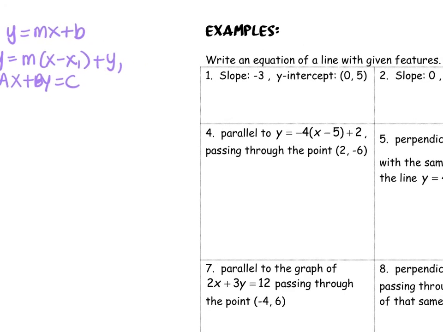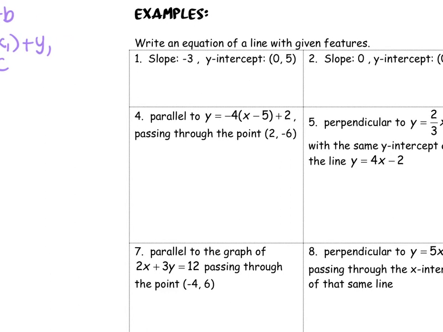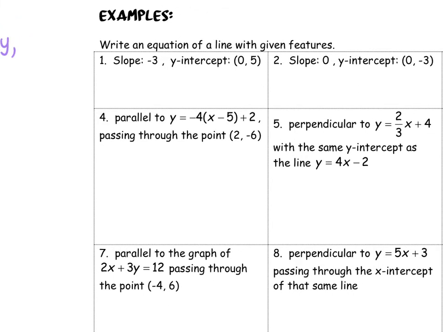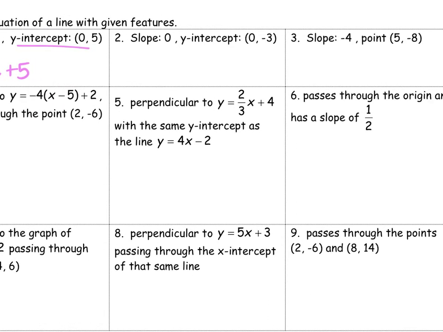So when we are writing equations of lines, we are going to think about what we're given and then which form of the equation would be the best form to write it in. So when I'm given a slope and a y-intercept, it would make most sense to write the equation in slope-intercept form. So y equals mx plus b, m is the slope, so that's negative 3x, and then plus b is the y-intercept, that is 5.